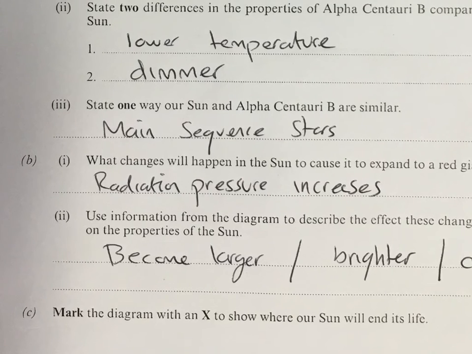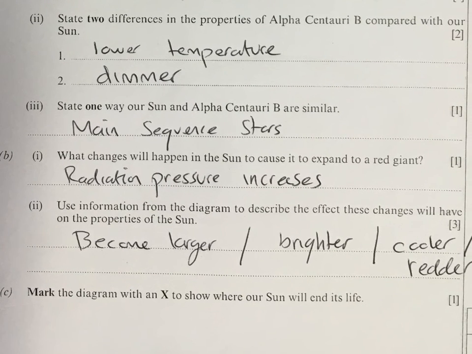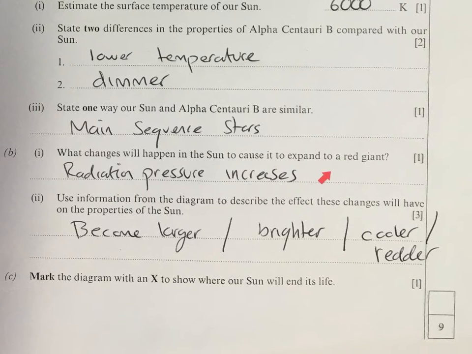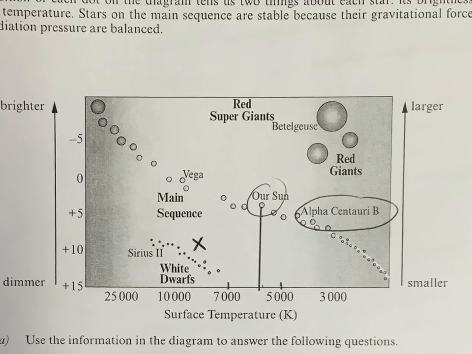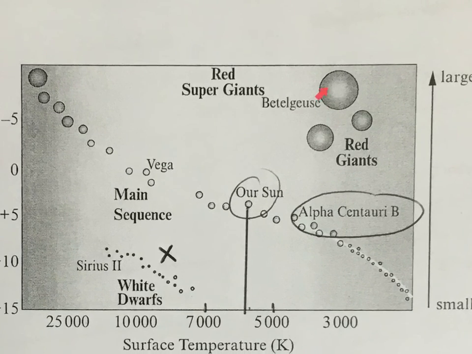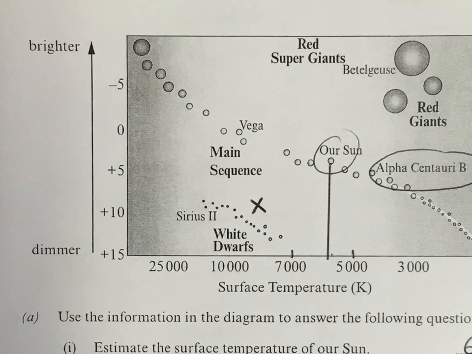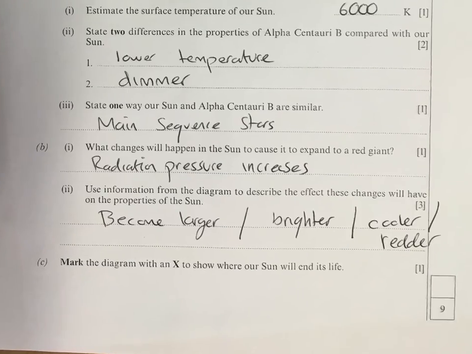What changes will happen in the Sun to cause it to expand? Well, radiation pressure is going to increase. It's going to overcome the gravitational forces. Okay, so radiation is more than gravity here. Use information from the diagram to describe the effects of these changes they'll have on the Sun. So they're going to become larger, they're going to become brighter, they're going to get cooler, they're going to get redder. And you can use the diagram for that. Look, you can know they're going to get brighter, but they're going to get cooler as well because they move to the right. Remember, this scale is a bit odd because we start with hotter up here and we go cooler. So it's not like the other graphs.